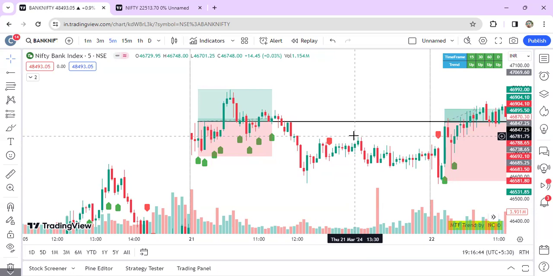If you try to enter the market at the bottom and exit the market at the top, you will enter at the top and you will exit at the bottom. That is going to happen. So don't try to do that.